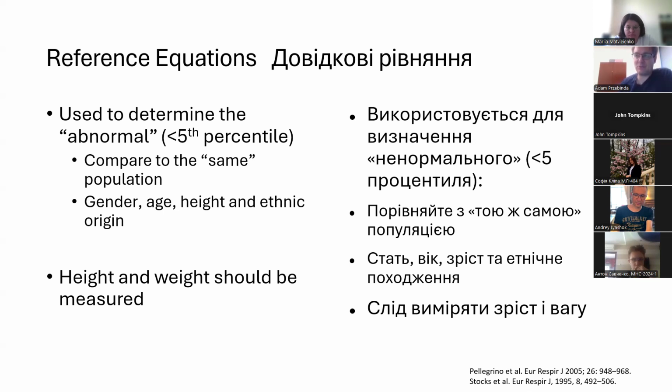And abnormal is considered less than the 5th percentile by convention. Abnormal does not mean disease, but it means the probability of disease is higher, because fewer people are going to be just normal and healthy with less than the 5th percentile, but some obviously will.